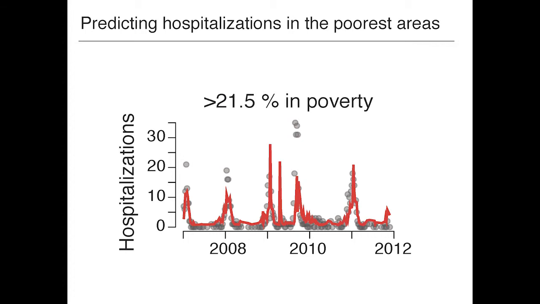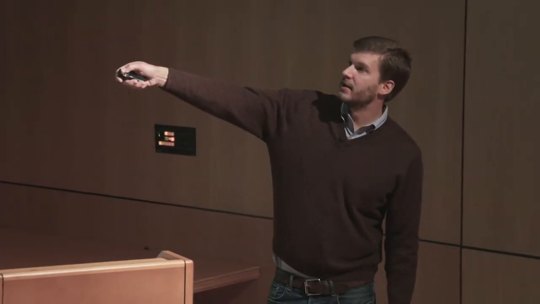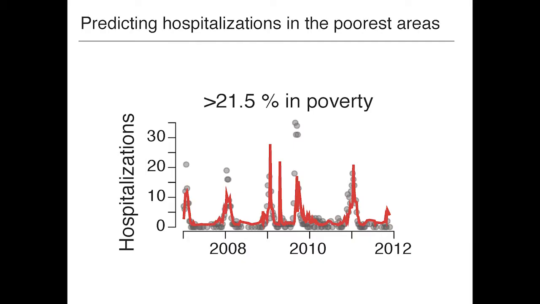But you'll see that the red line is substantially further away from the gray dots in this case than it was for the richer zip codes. In fact, you'll notice here that we predict a very light flu season in 2010, but in fact it was a very big flu season. We underestimate by about a factor of 2. Towards the end of 2009, there's this big red peak, and there's actually no dots below the red peak. The dots are way down here, so we substantially overestimate the number of cases that are coming in.